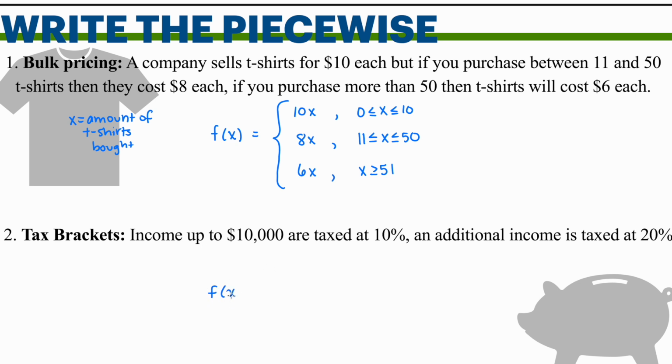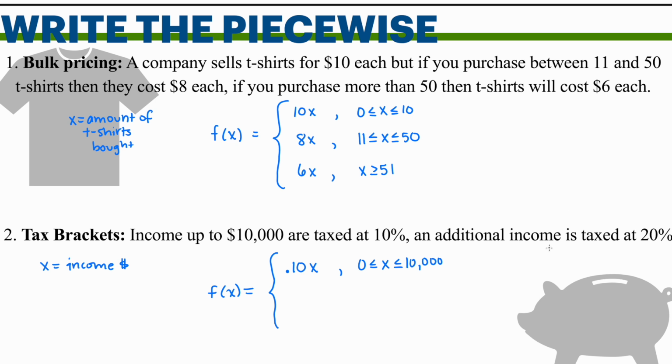The tax bracket is actually a little bit different. So again, if we do f of x, where in this case, x is going to represent your income amount. Okay, so first, income up to $10,000 is going to be 10% of your income. So 10% is 0.10 of your income, and that is going to be between 0 and $10,000. It does include $10,000, and so we are going to put lines underneath. So that's pretty straightforward.